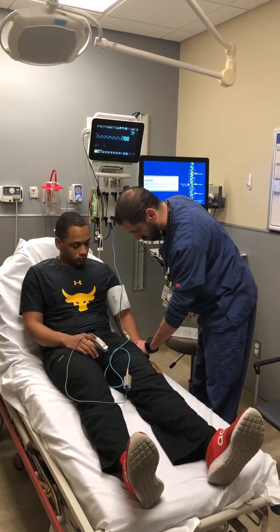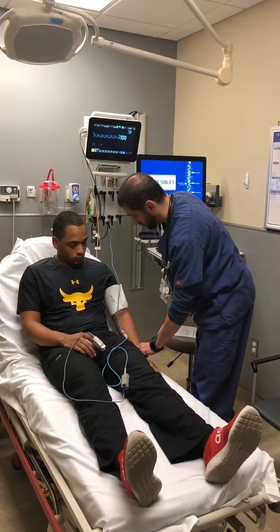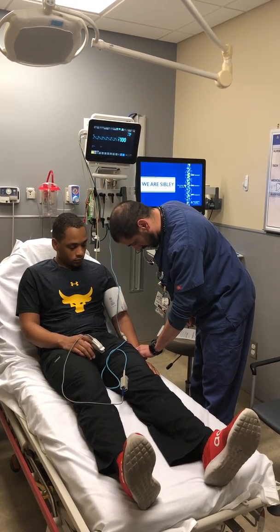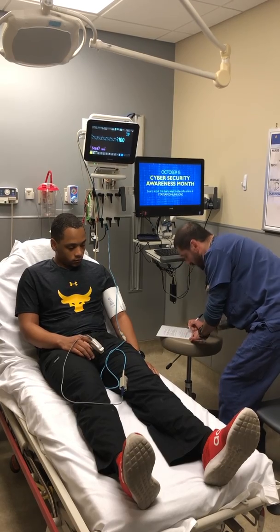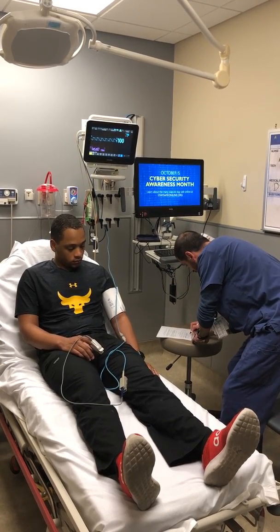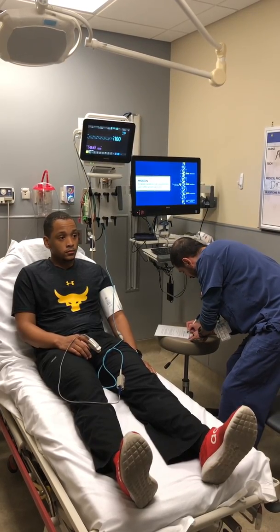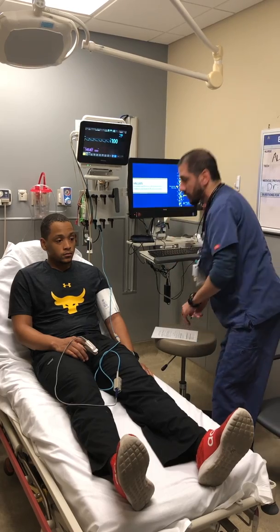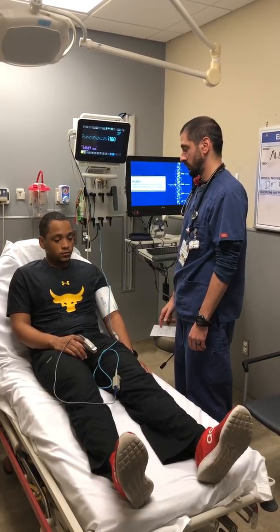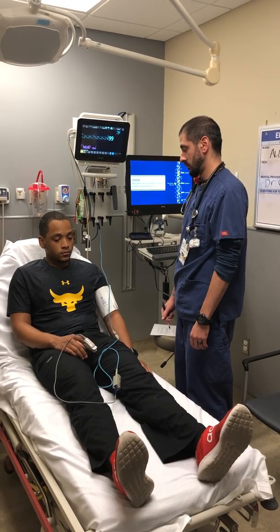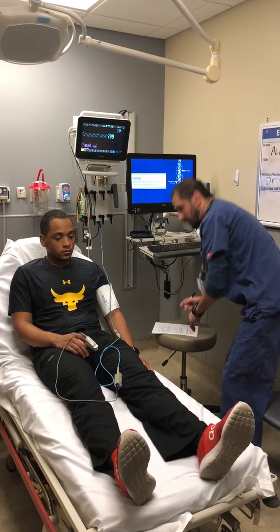Take his radial pulse, which matches what we show on the monitor at 57 beats per minute with a saturation of 100% on room air with a blood pressure of 145/87. And we're going to count his respirations, to be approximately 16 breaths per minute. Are you in any pain at the moment? No.